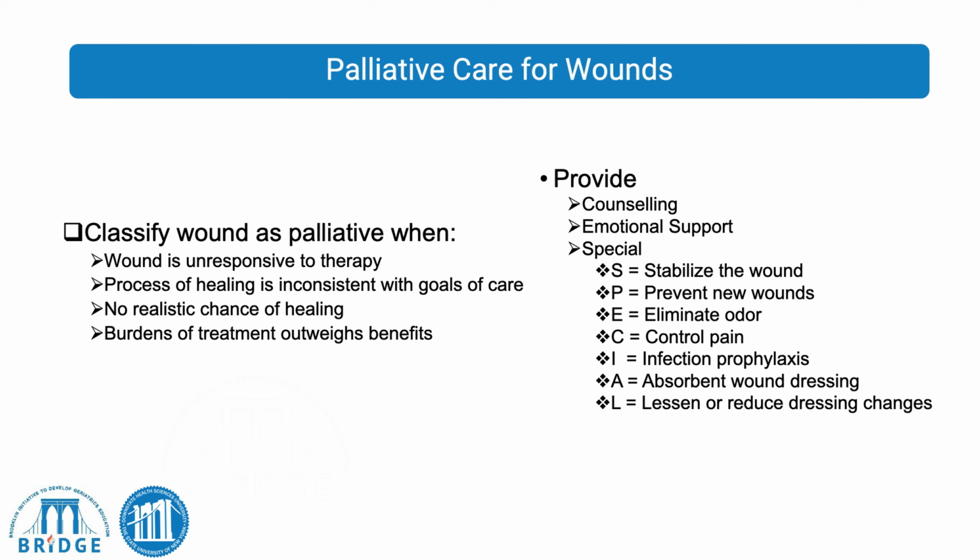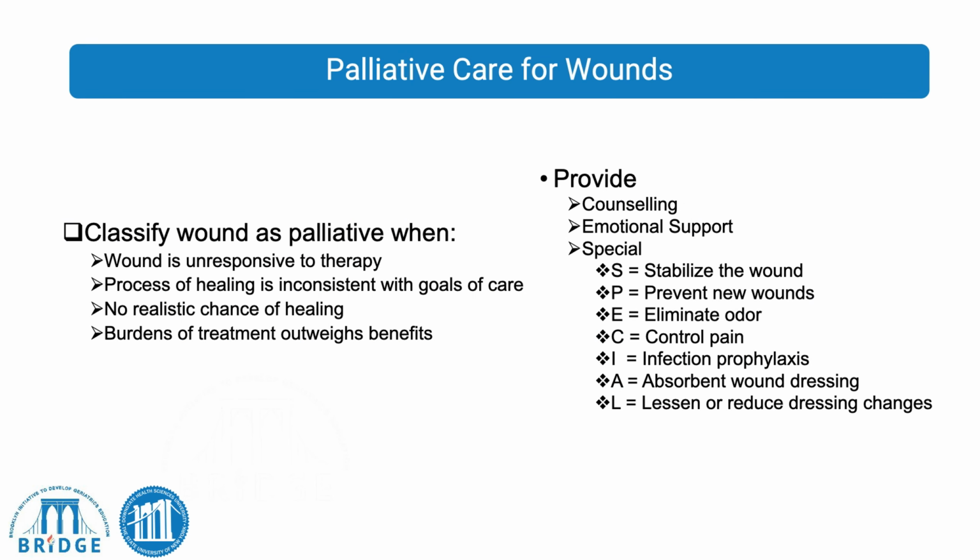Palliative care for wounds. A wound is classified as palliative when the wound is unresponsive to therapy, and also when the process of healing is inconsistent with the patient's goals of care. A wound is also classified as palliative when there's no realistic chance of healing and when the burdens of treatment exceed or outweigh the benefits of treatment. So what is recommended in the setting of palliative wound care? 1. Provide counseling. 2. Provide emotional support. And 3. Apply the guidelines of the following mnemonic.